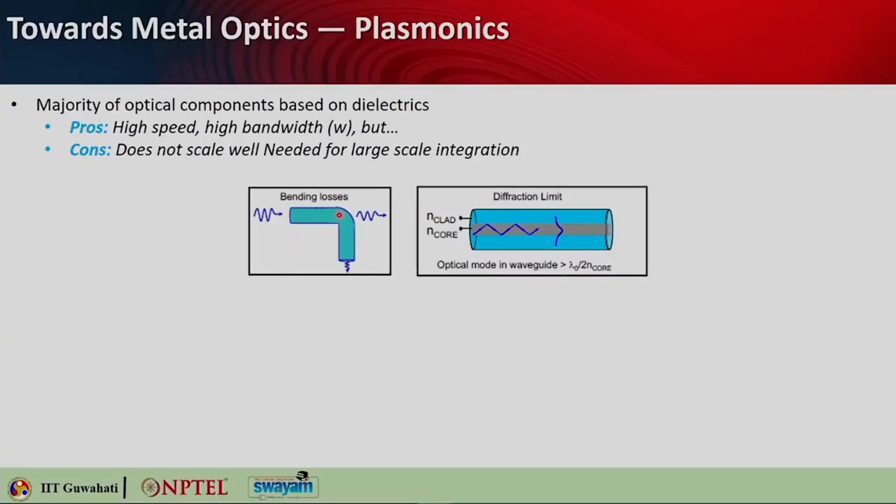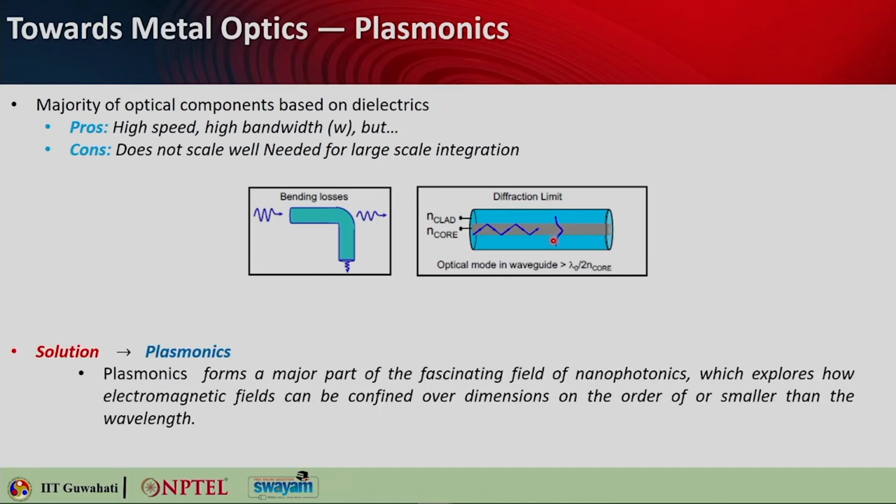Other problems would be bending loss. When you bend it, the modes can leak out from these sharp bends, and also, the diffraction limit allows you to focus light only to a region which is lambda naught over 2 times the refractive index. So, if you look into an optical fiber, the core size is limited, and it is related to the optical wavelength that it is carrying, and the optical mode in the waveguide will be larger than this. So, there will be some mode extended into the cladding as well.